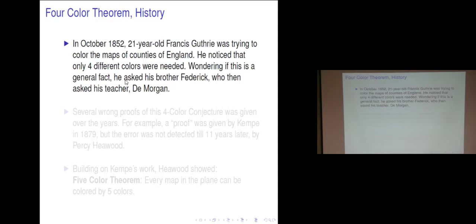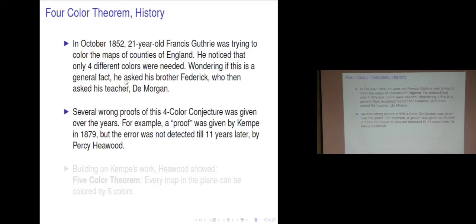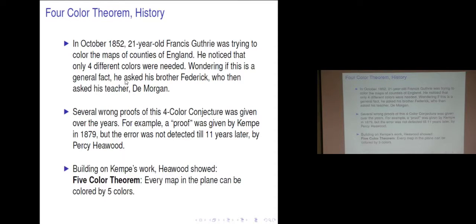Then several wrong proofs of this 4-color conjecture were given over the years. For example, there's a proof given by Kempe in 1879, but then an error was found a few years later by someone else, Percy Heawood. Building on Kempe's work, Heawood showed that actually 5 colors can work. So the theorem says every map in the plane can be colored by 5 colors.